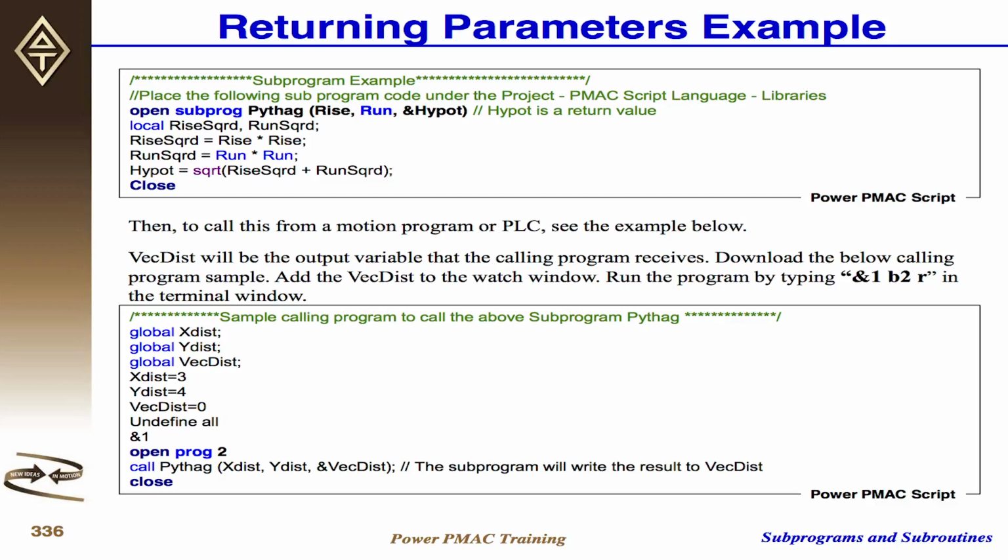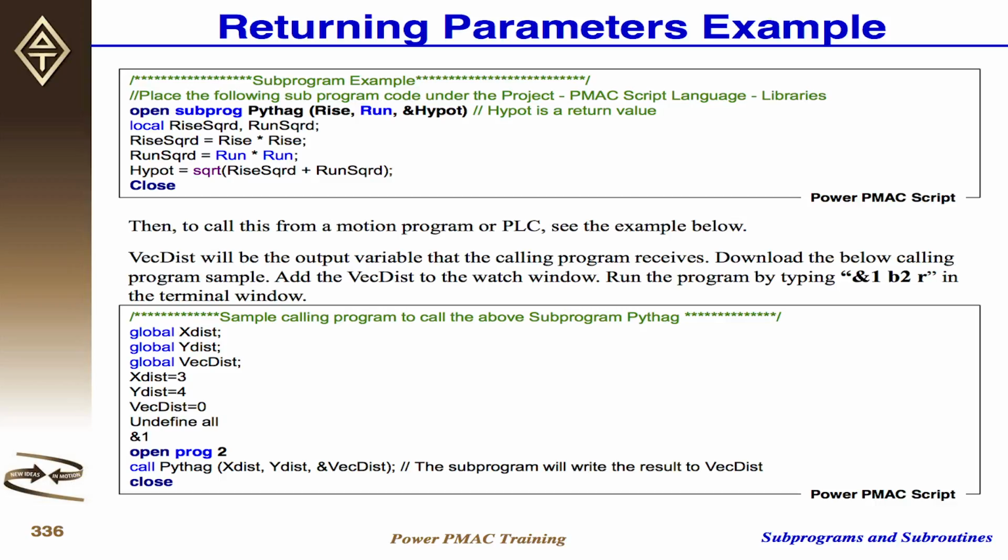This is my output. And then I have defined a coordinate system, undefined all, and %1, open program number 2, and the call Python. So I'm calling that subprogram now with the name, right? I can call the subprogram with a name. And then I'm passing the arguments. This is argument 1, argument 2, and this is my output. So I will receive the result with this vector distance.